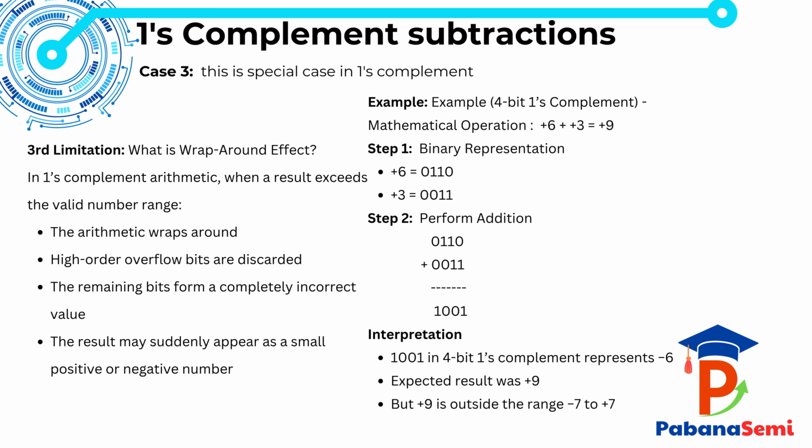But in 4-bit 1's complement, the maximum positive value is 7. So when the sum exceeds this range, the arithmetic wraps around. The binary result becomes 1001, which actually represents -6. Notice how a large positive value suddenly turns into a negative number. This happens because the overflowed bits are discarded, and the remaining bits are misinterpreted. This wraparound behavior makes 1's complement arithmetic dangerous and unreliable.